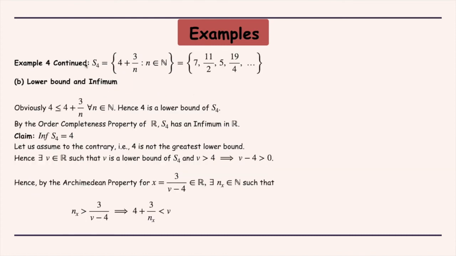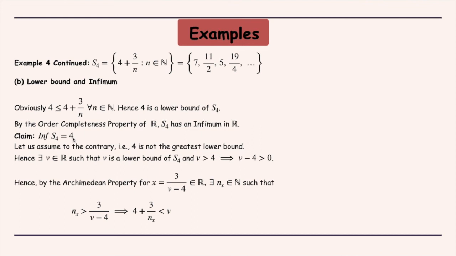Now we move on to the lower bound and the infimum for the set. As you can see, the expression of the elements in the set S4 is of the type 4 plus 3 by n. Since n is a natural number, this 3 by n is a positive number, and therefore 4 plus 3 by n would definitely be bigger than 4. So we can safely say that 4 is a lower bound for this set S4. Now by the order completeness property, since this S4 has a lower bound, it has to have an infimum in the set of real numbers. We further claim that the infimum for this set S4 is the number 4.